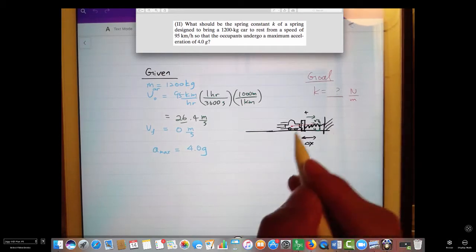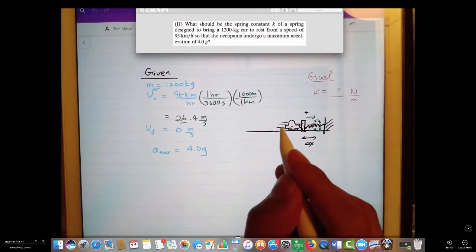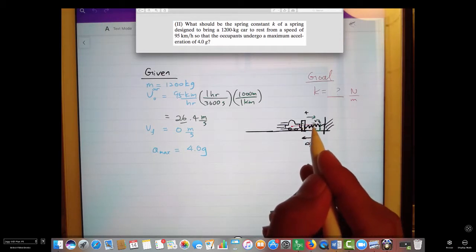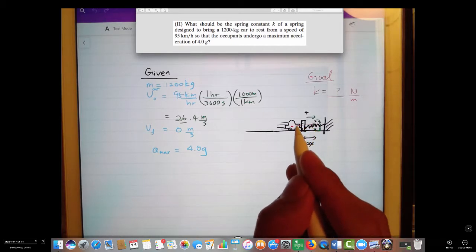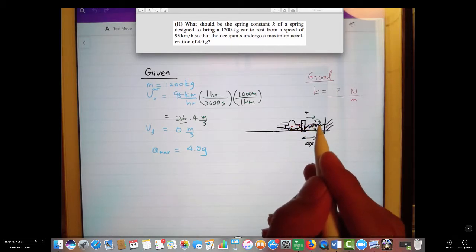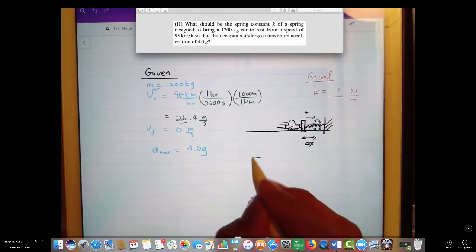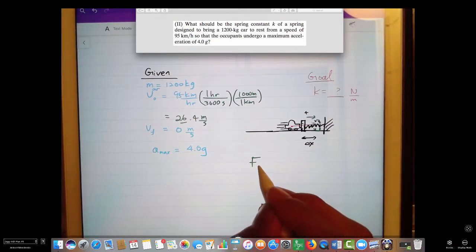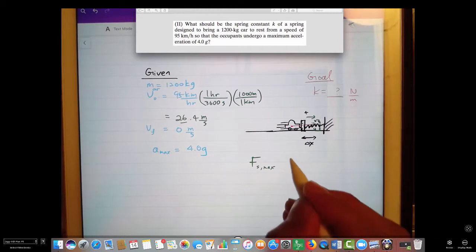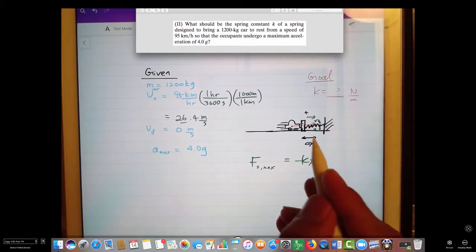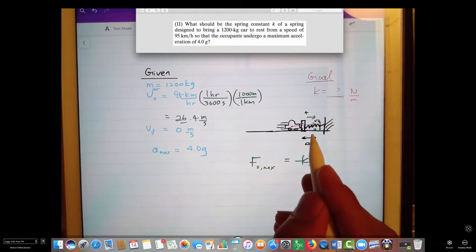The car is moving toward the spring, and then it's going to press our spring. So there is an energy conversion from kinetic energy to spring potential energy. You have to remember Hooke's law. The maximum force of the spring will be negative kx. That's because the spring is acting against the motion of the car, so we have a minus here.